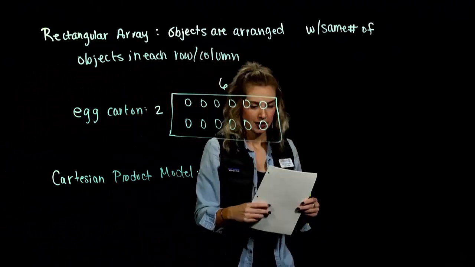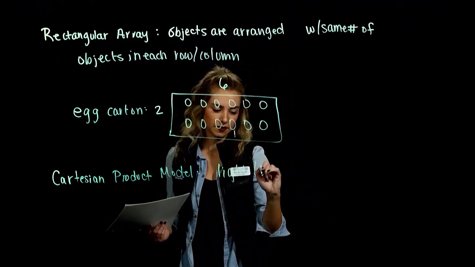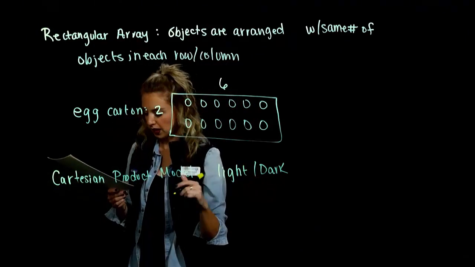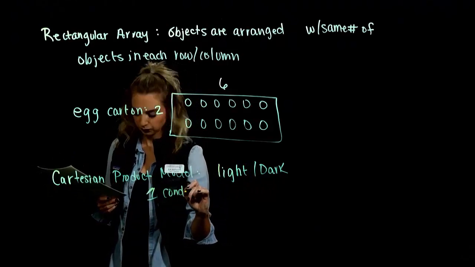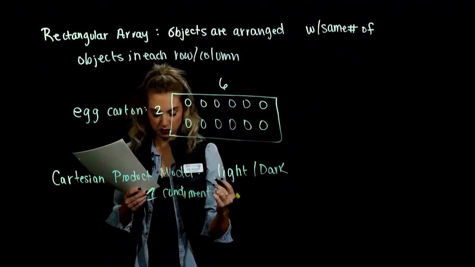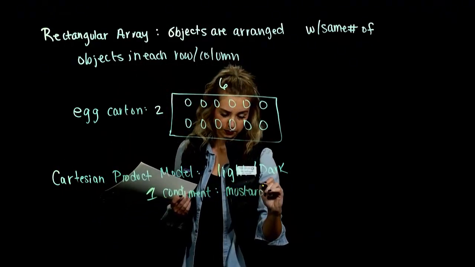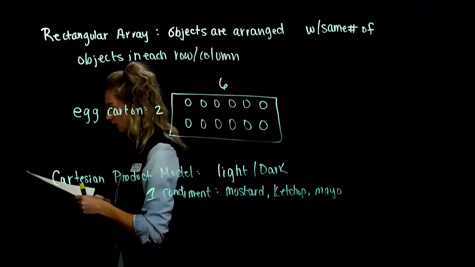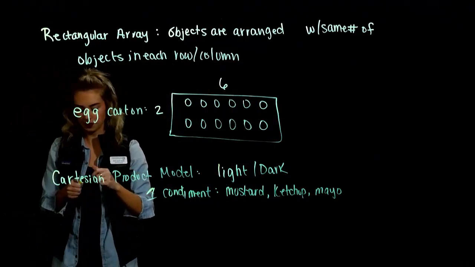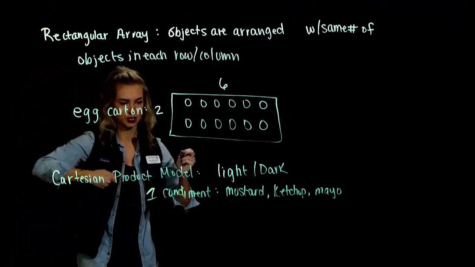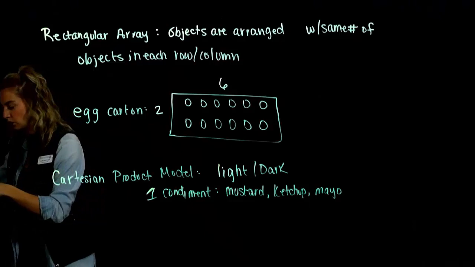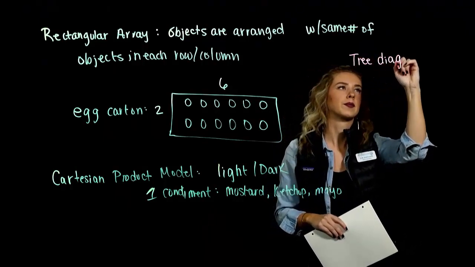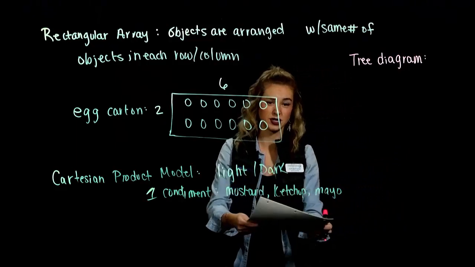Suppose you can order a burger on light or dark bread. So we've got that one option, light or dark, with one condiment. So we can have light or dark bread, and then we can pick one condiment. And our options, I'm just going to choose some for us. Mustard is one option. Ketchup is the other, and mayo is the last. So basically, we want to figure out, well, what are the different combinations? What are all of the possible combinations that could be produced from these two options? So we write out what's called a tree diagram. So we kind of have a visual representation of what's going on here.